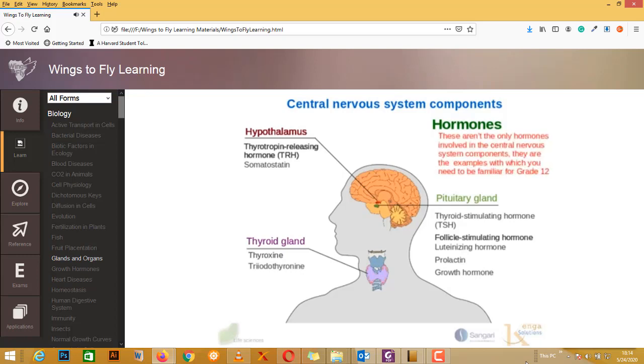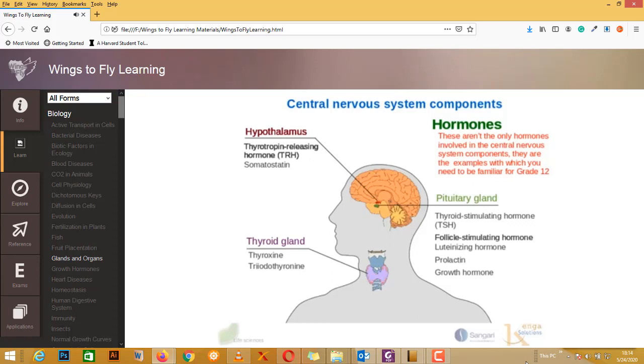These are not the only hormones involved in the central nervous system components of the endocrine system. They're examples, and they're the examples that you need to be familiar with for your grade 12 syllabus, and that's why we're covering them here. They're also among the more important and interesting components.